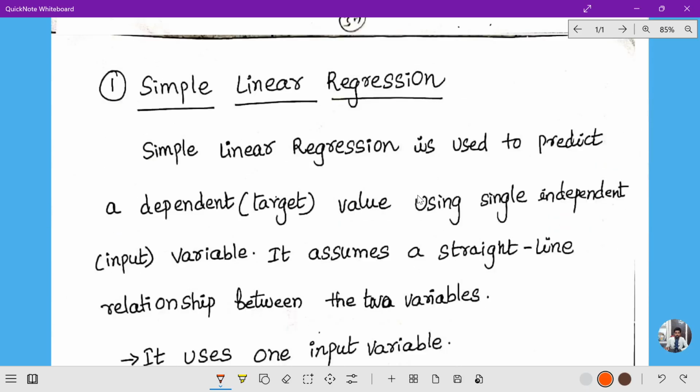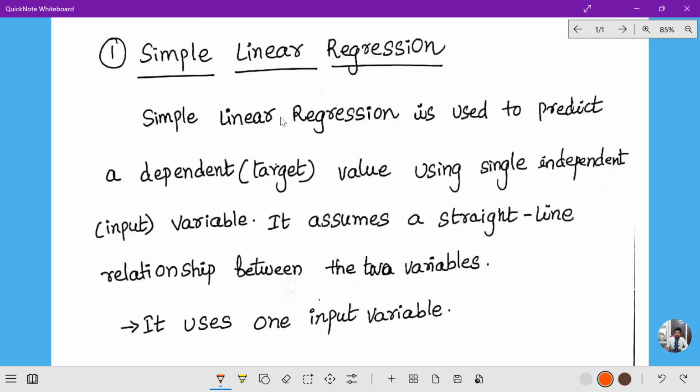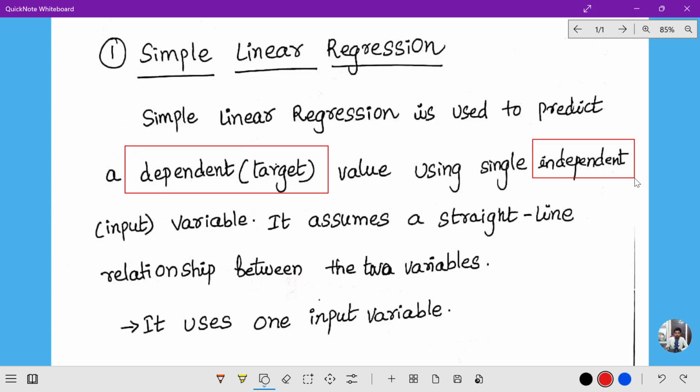The first one is simple linear regression. So what is the meaning of simple linear regression? Simple linear regression is used to predict a dependent value, which we can call the target value, using an independent variable. Please remember, in simple linear regression there are two things: one is the dependent variable, the second is the independent variable. We predict the dependent value based on the independent value.